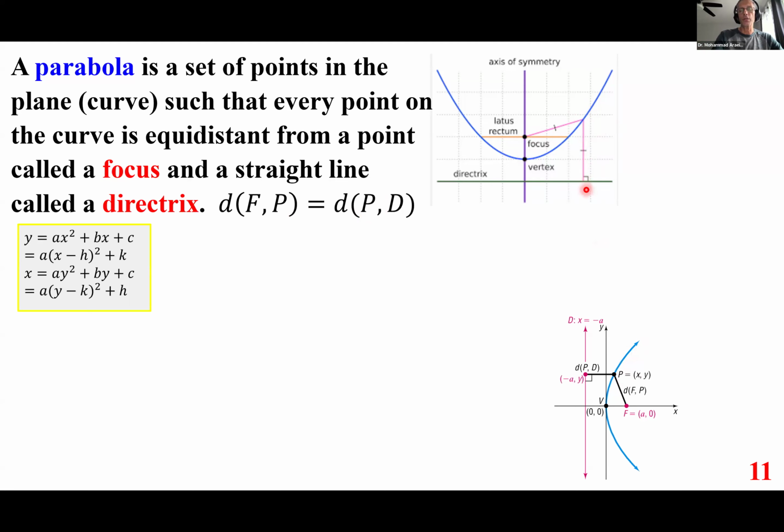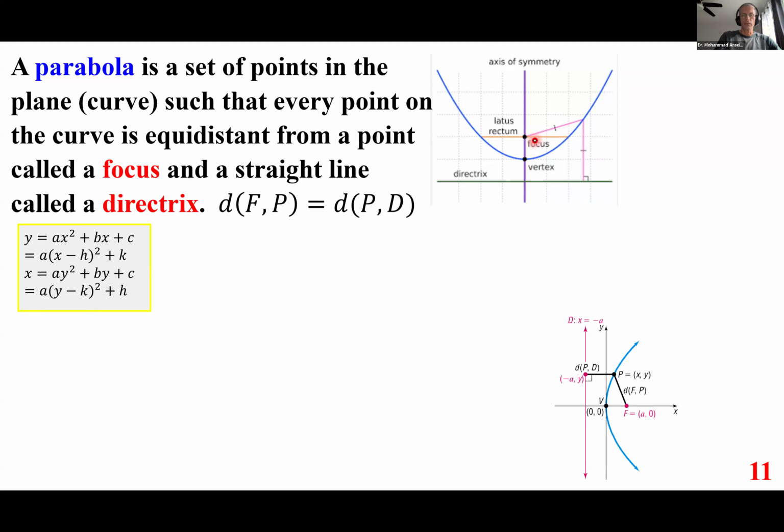So from here, this opens up. If it opens to the right, from here, drop a perpendicular to the directrix and connect it to the focus. They must be identical. Now, from the focus, if we draw a line segment parallel to the directrix, where it cuts the parabola at this point and this point, this distance is called the latus rectum. And the distance from the vertex to the focus is called the focal distance.